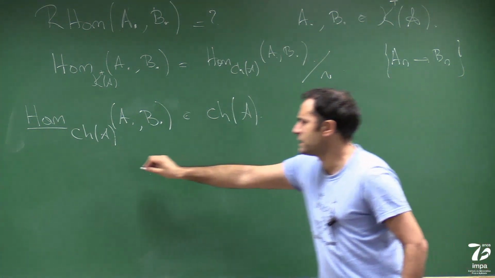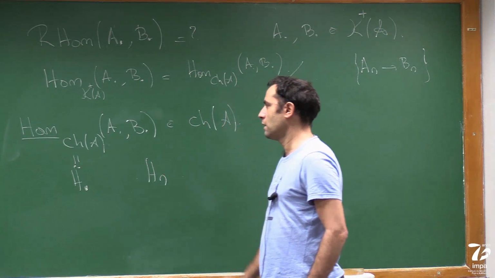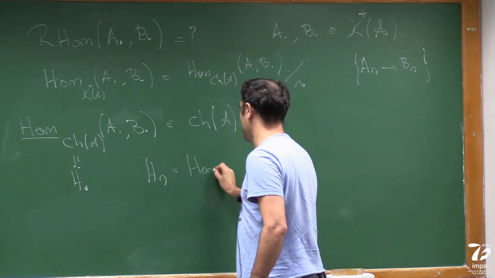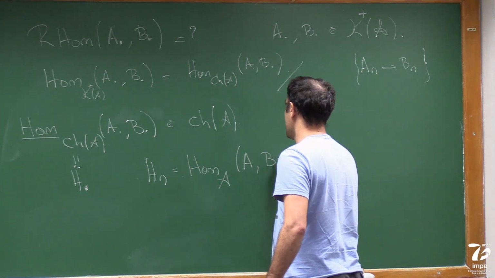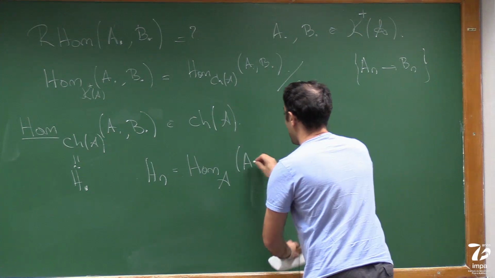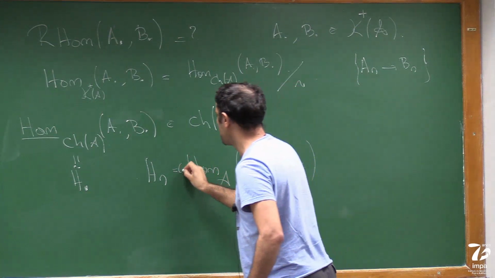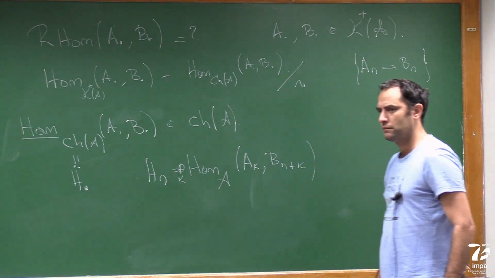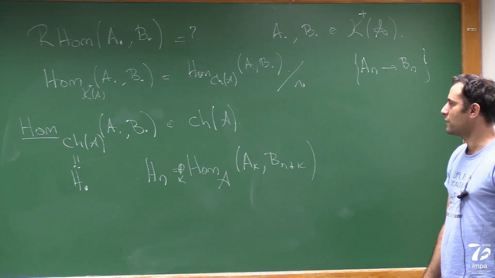So since this is a complex, let's call this guy H, just as a shorthand. What is the degree n piece of that complex? This is going to be Hom in the category A between AK and Bn plus K, and take the sum of those over all K. Sorry? Oh, yeah, you're right.